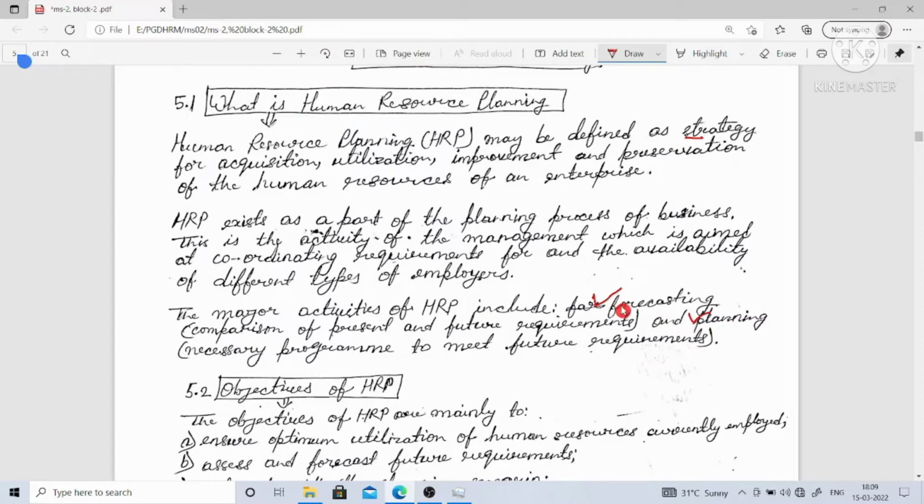Forecasting means comparison of present and future requirements, and planning means what different kinds of programs are required to meet future requirements. For example, how many people to train today so that future requirements can be achieved, or how many employees to recruit today so that after 3 or 4 years sufficient number of employees will be present in the organization so that business can grow.